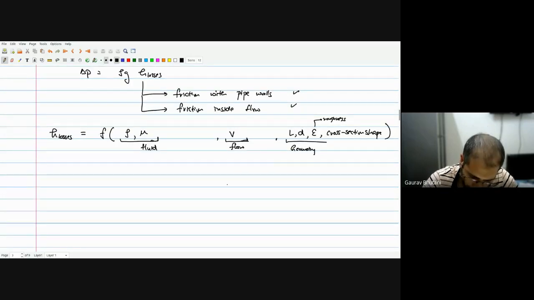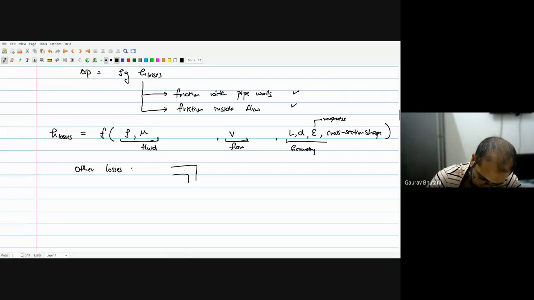There are some other losses as well. If you think about the piping system, let's say other losses. So let's say you have a bend in the pipe. This is a 90-degree bend. So the flow has to change direction. So in this case, there is some loss in energy as compared to the same size of pipe if the pipe was going straight. So these bends will have an associated loss with it.